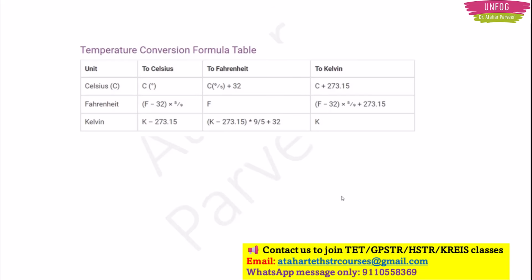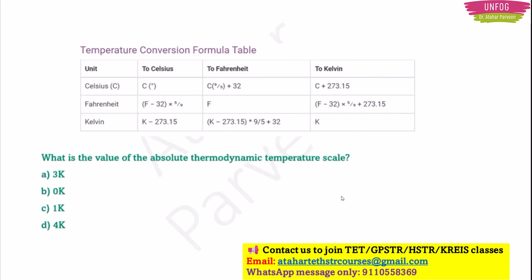Before doing the numericals, I want to tell you one important point. I will tell you in the form of an MCQ. The MCQ is, what is the value of the absolute thermodynamic temperature scale? So there is one absolute value for the thermodynamic temperature scale. That value is 0 Kelvin. So remember, this 0 Kelvin is the absolute thermodynamic temperature scale value. Whenever you have this term absolute temperature, they mean to say that they are talking about 0 Kelvin. You have to remember this.